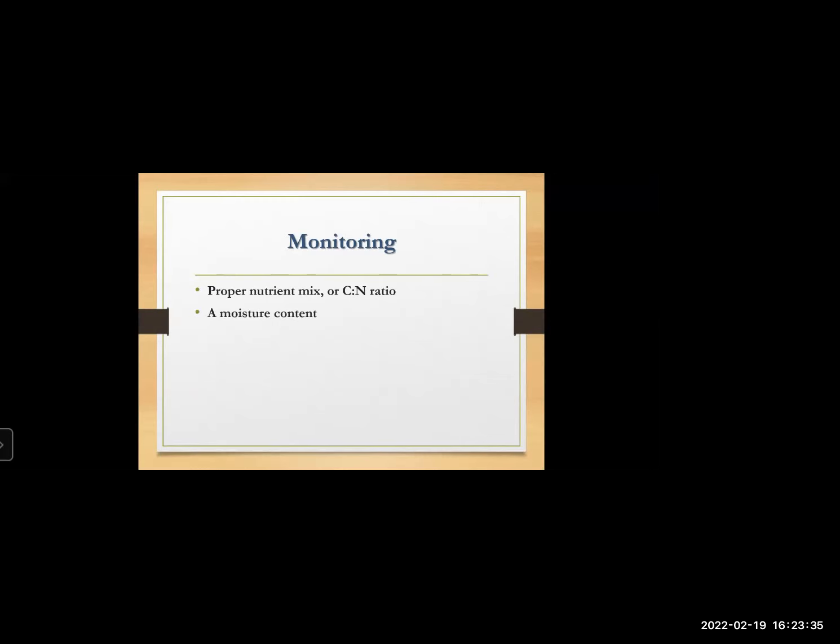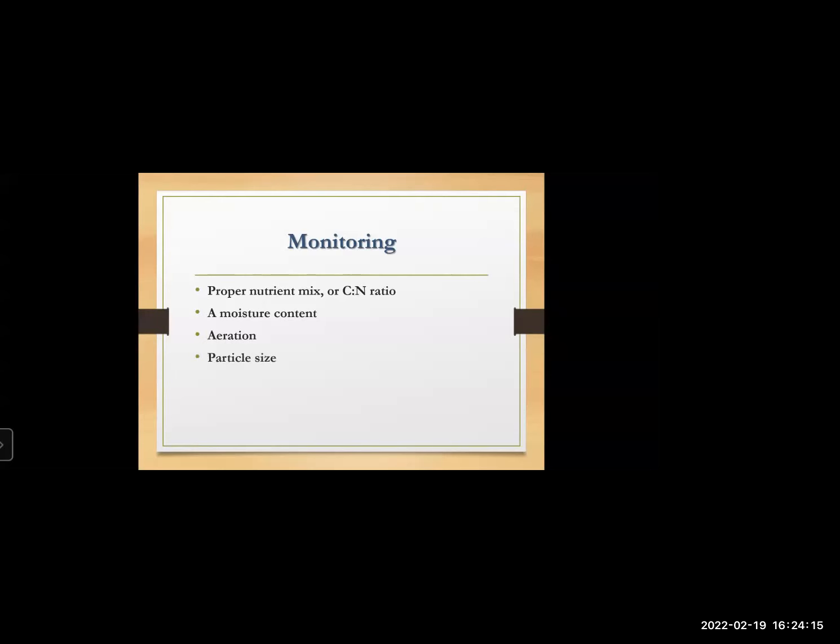Then moisture content of 60% is optimal for the growth of the microorganisms. Below or above it, the process will become slower. Next is the aeration. Oxygen is essential for optimum microbial population to effectively break down the composting material. This can be done by turning it, mixing it, or using the aeration tubes or aeration holes over the compost.